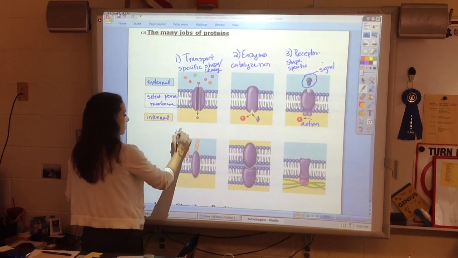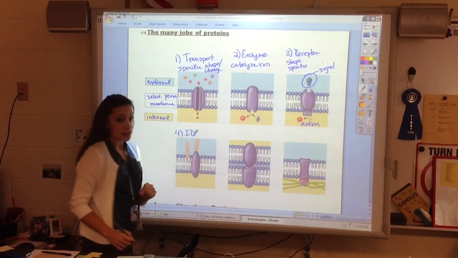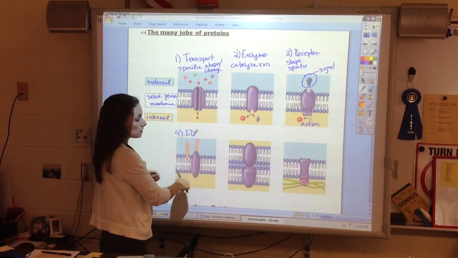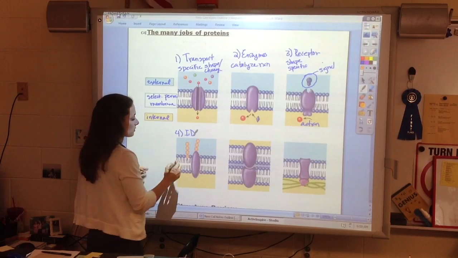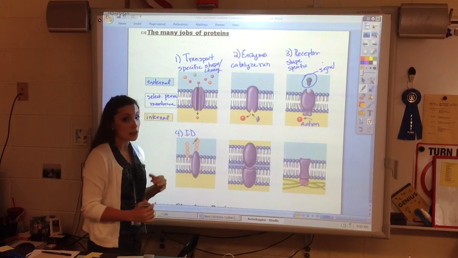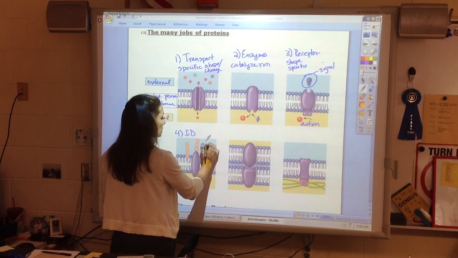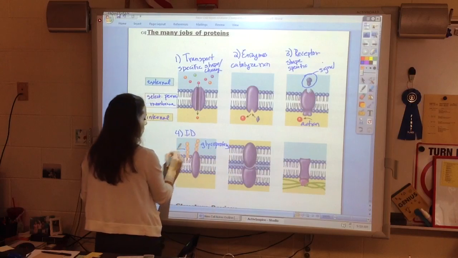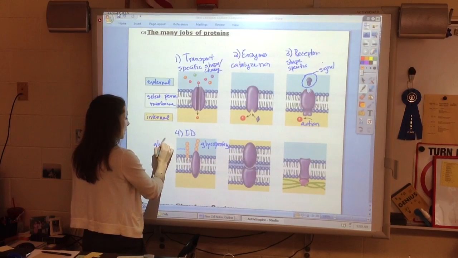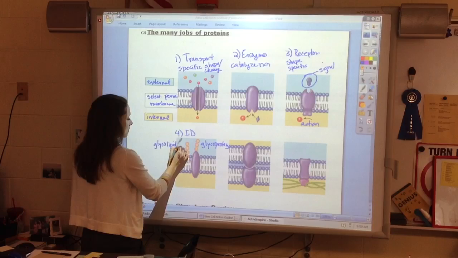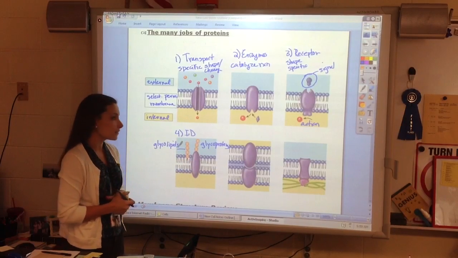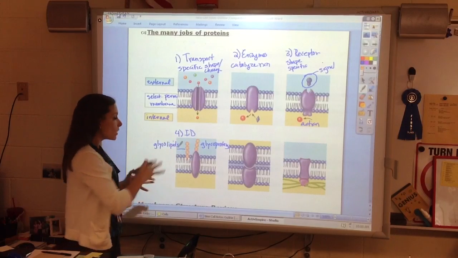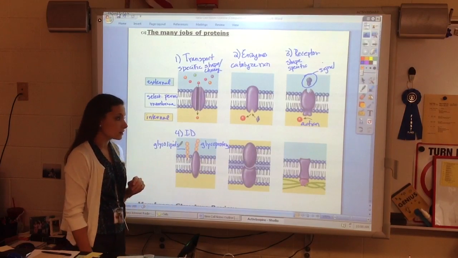A fourth job that could happen is the possibility for identifying different types of cells. Sometimes it's just going to be the presence of the protein that identifies. Sometimes we're going to see these additions of glyco groups. The ones that are attached to proteins are called glycoproteins. The ones that are attached to lipids are called glycolipids. We'll go more into this idea of identification a little bit later, but since the cell membrane is the barrier on the outside, we can identify the cells on the outside.